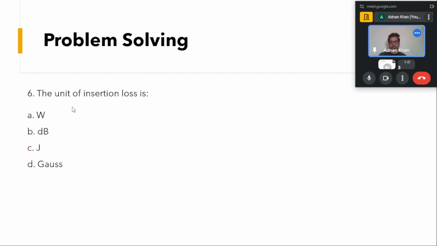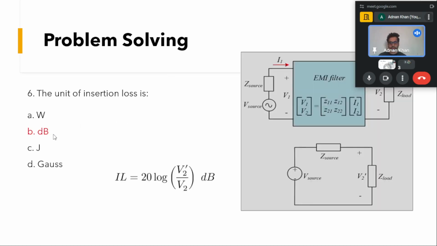So question number 6. Can you please answer this question? The unit of the insertion loss is. I think you should be able to answer this question. Anybody? Yeah, the option is correct. We have seen we measure the loss in dBs, and as such the option is.